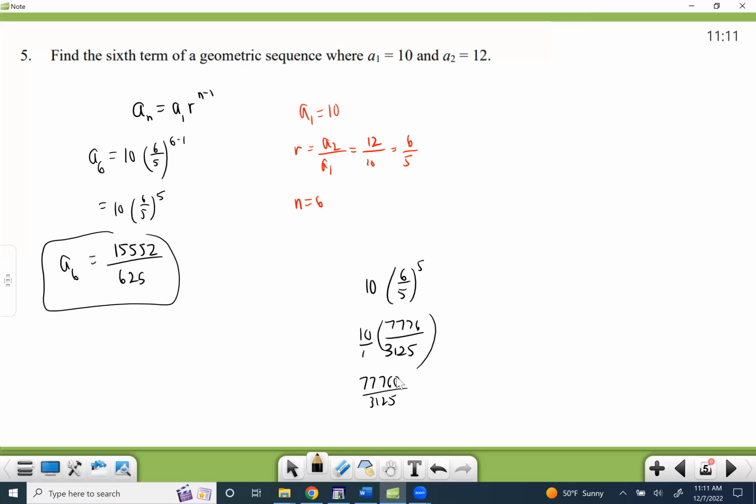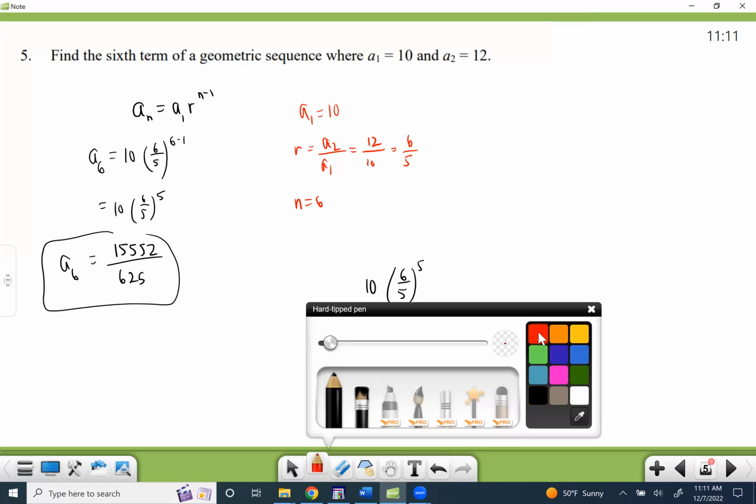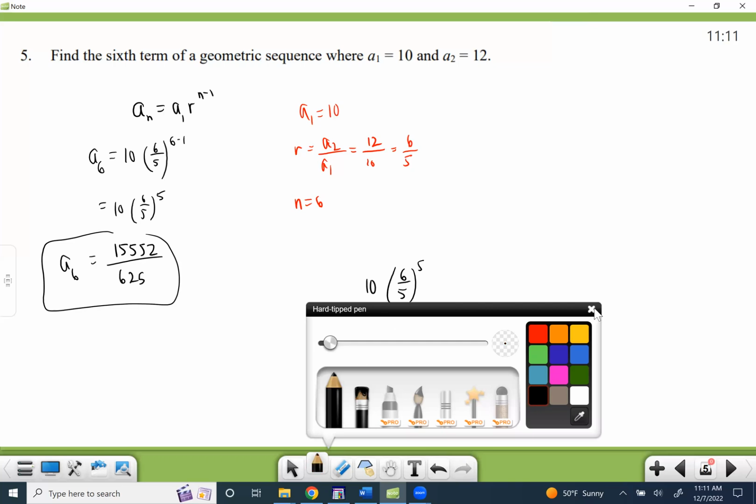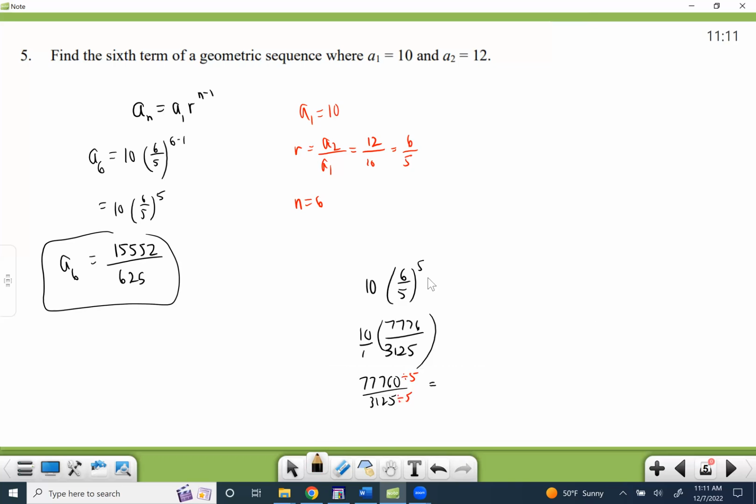And then you could reduce that clearly by 5. So I'm going to divide by 5. Anything that ends in a 0 or 5, 5 goes in. This is only if you don't have a really good calculator, because some of you don't. You didn't get that Casio 300. And there it is, 15552. And 3125 divided by 5 is 625.